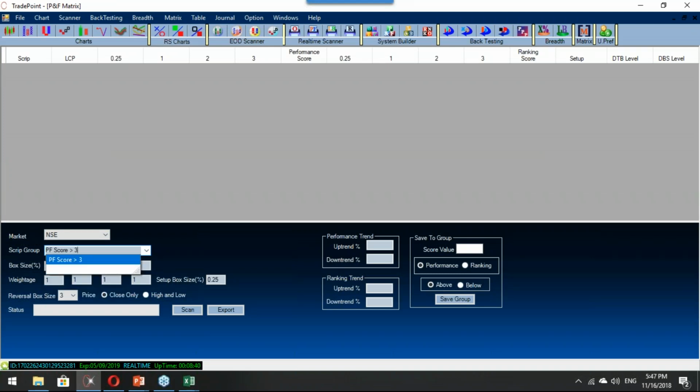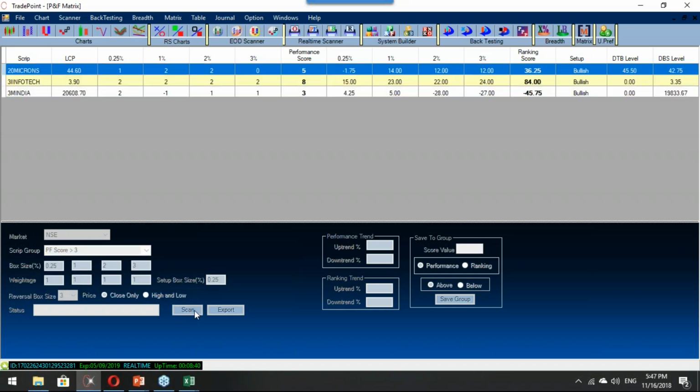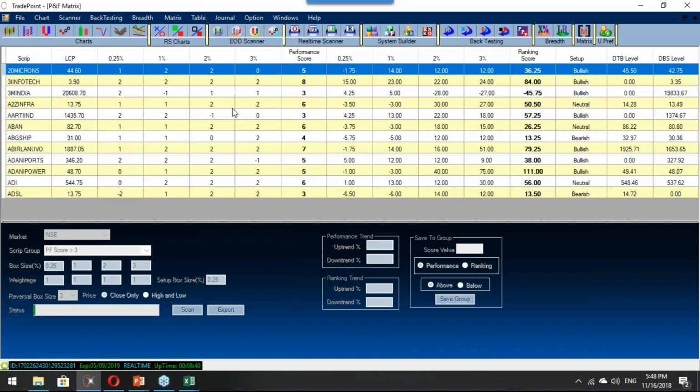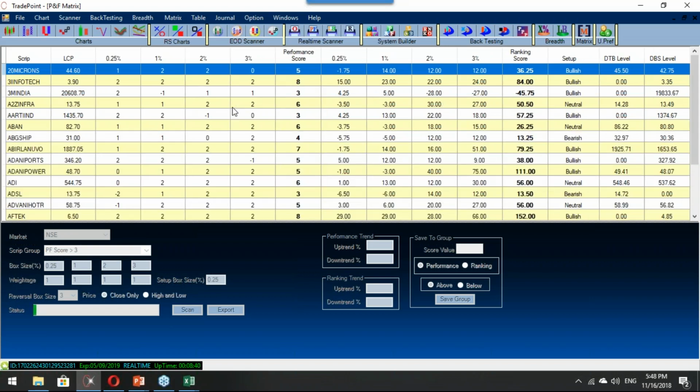So okay, PF is working. This is the name that we gave, right? PF greater than 3. Only relative strength doesn't seem to be working, but here it seems to be working. So what you can do is you can run the scanner again and just focus on those candidates where the score is greater than 3.